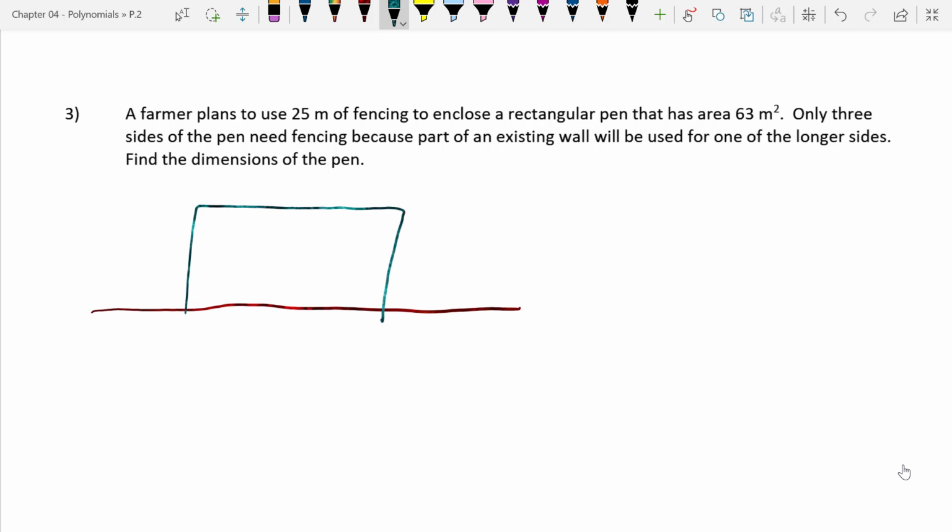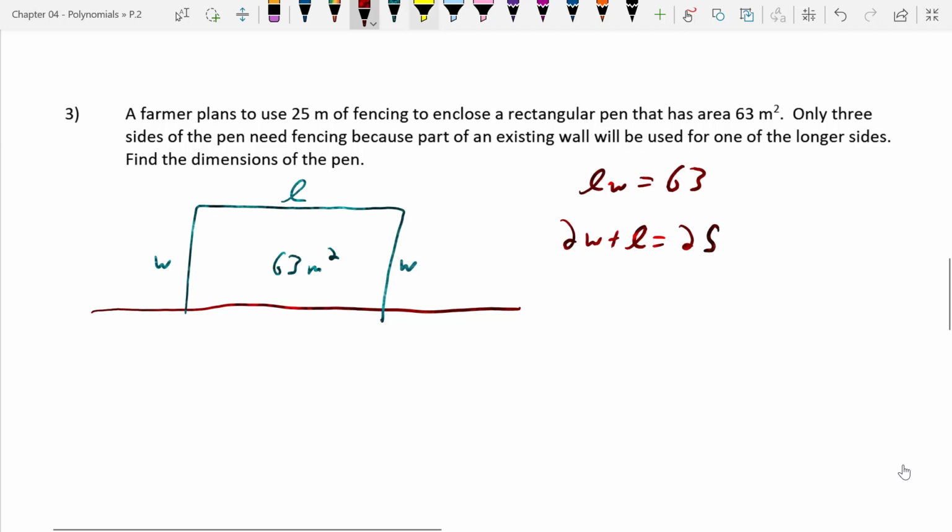If I know that the area is going to be 63 meters squared, and I don't have anything else listed, so let's just put W's for widths. I don't want to really say L here, although I can. Let's actually do that. Let's just put an L, because if you want to set up a system, you can say LW equals 63, but then also 2W plus L equals 25.